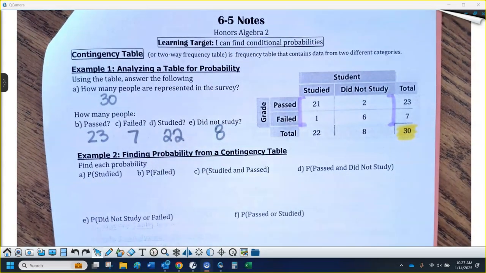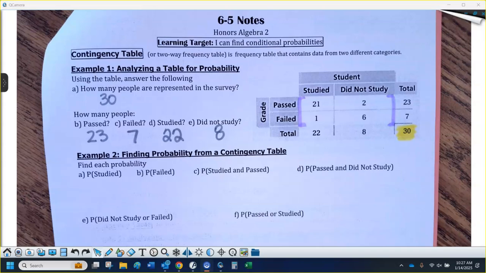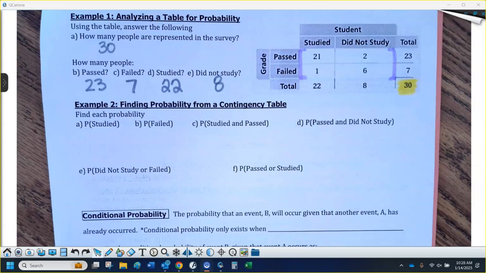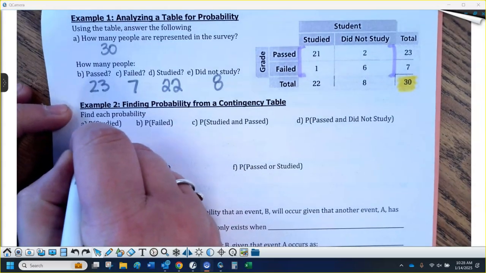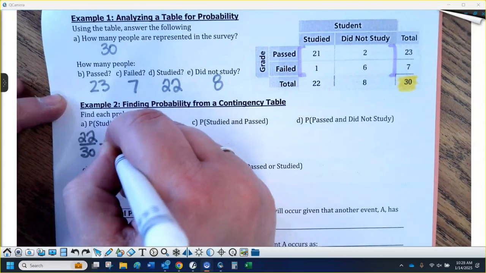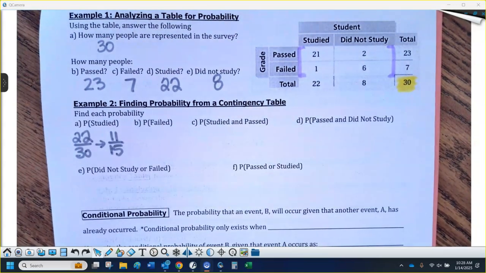Now, we're going to do our probabilities here. Okay, now, what is the probability I randomly grab somebody that's been surveyed here, and they would have studied? How would you figure that out? And you don't have to reduce the fraction or anything. Just tell me what you would do. What over what to figure out the probability I randomly selected somebody that studied here? Exactly. So 22 out of 30. If you want to reduce it, it's 11 over 15. Or if you want to do the decimal, it's totally up to you.